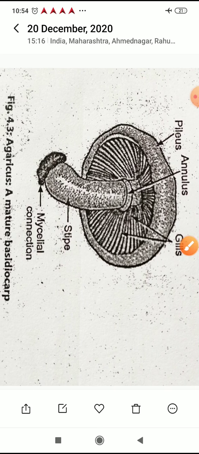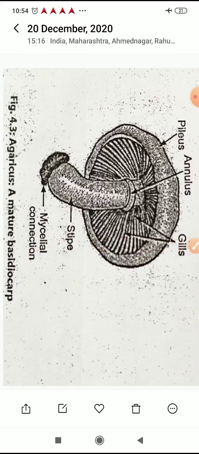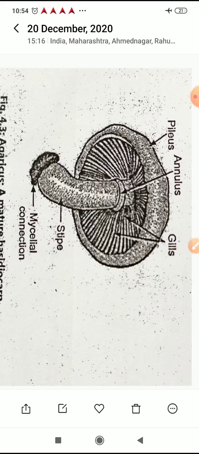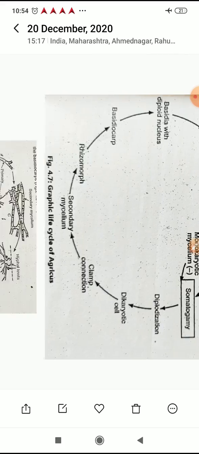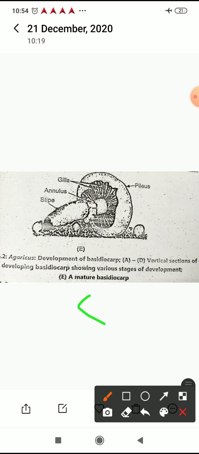And we can have the mature basidiocarp like this one. So it is also called a sporocarp. This fruit body is divided into three parts: stipe, then pileus and annulus.